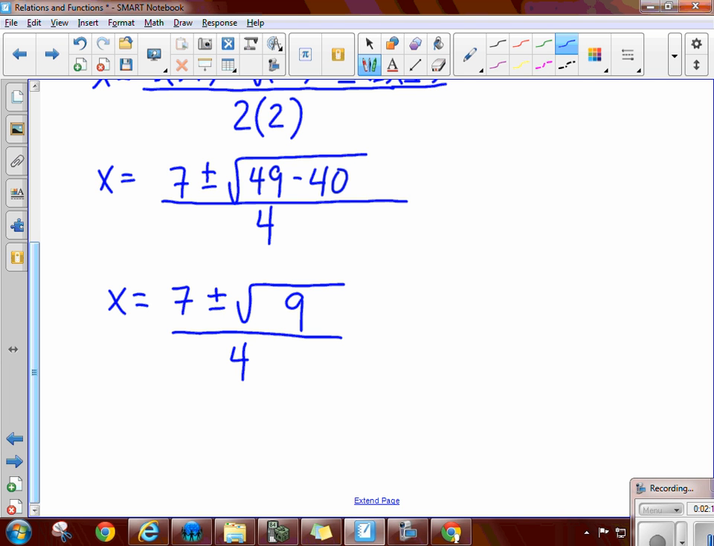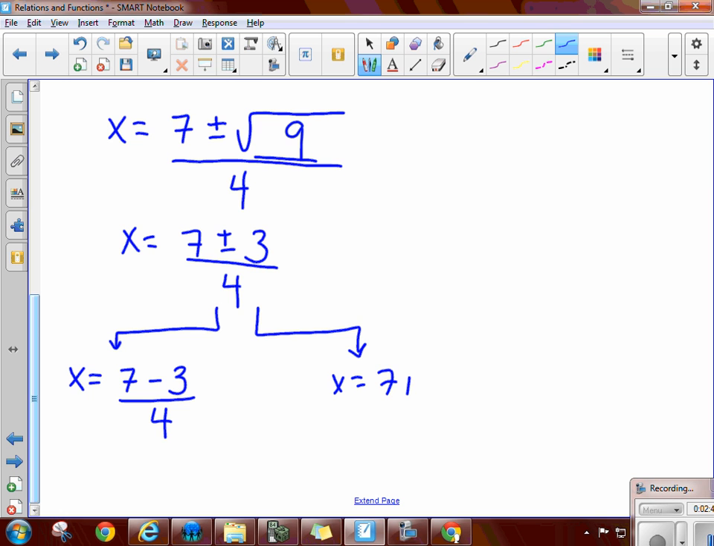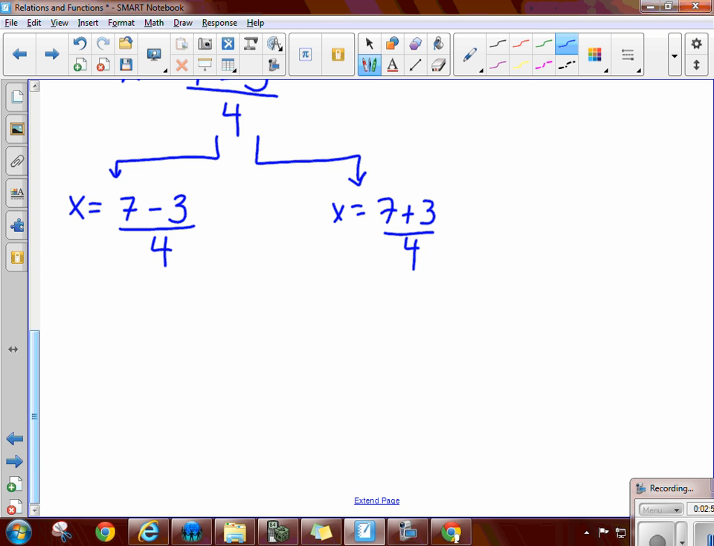And you can see now that the square root of 9 is actually a number that we can consider. So we're saying x is 7 plus or minus, now the square root of 9 is just 3, all over 4. So remembering back to our other videos, we know that this plus or minus tells us something about our next calculation. We say, well, x can be 7 minus 3 over 4, or x could be 7 plus 3 over 4. Now you can see we don't have to deal with radicals at all because we had a perfect square there.